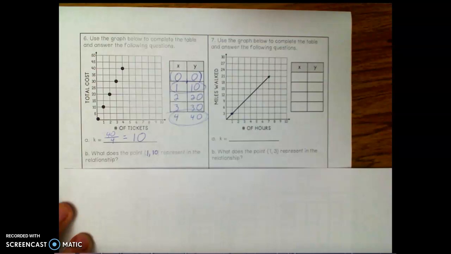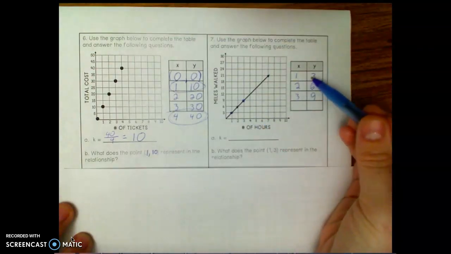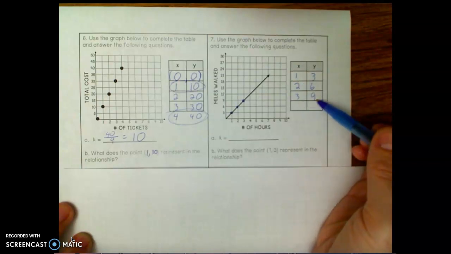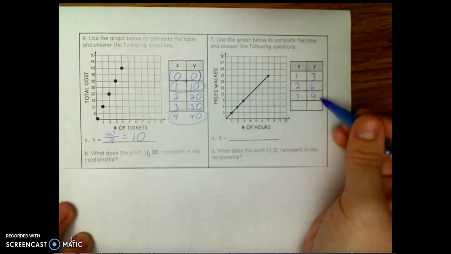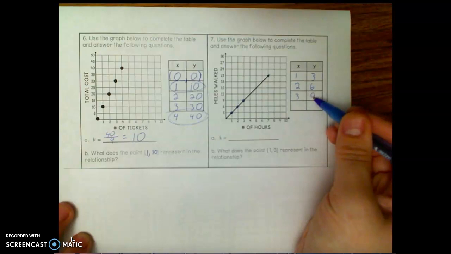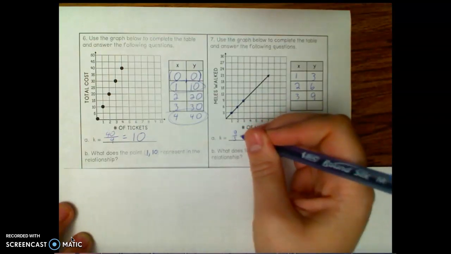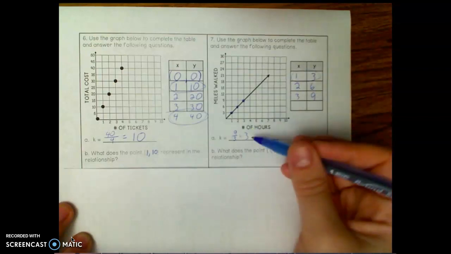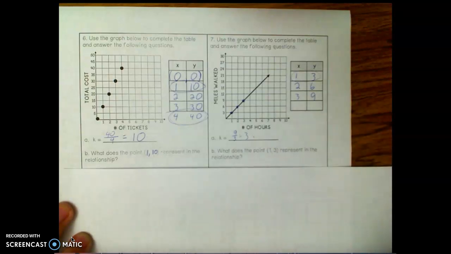And the same thing will happen to us in this other graph over here. Let's write down a few points that we can see. I drew some points at 1, 3, 2, 6, and 3, 9. I drew them in there. If I divide and find the constant, 9 divided by 3 is 3. And look at the point 1, 3. That's your constant. Pretty cool, huh?